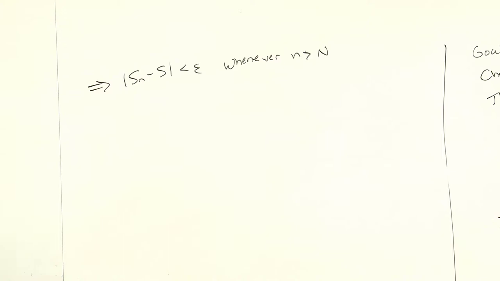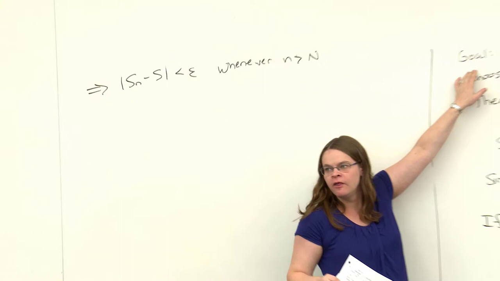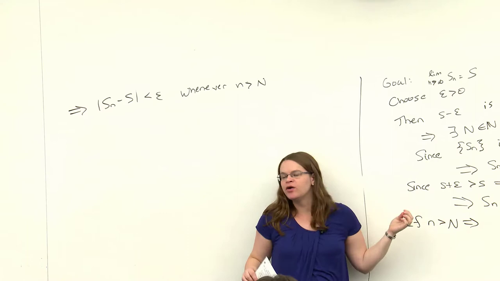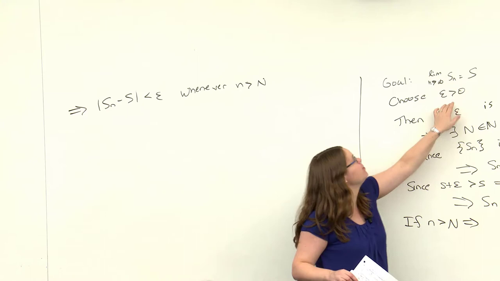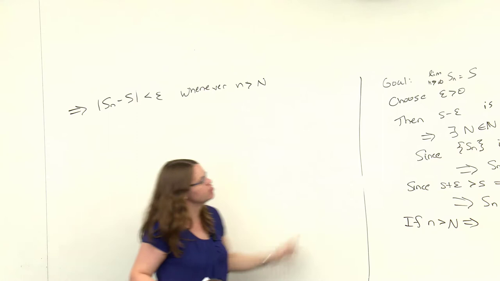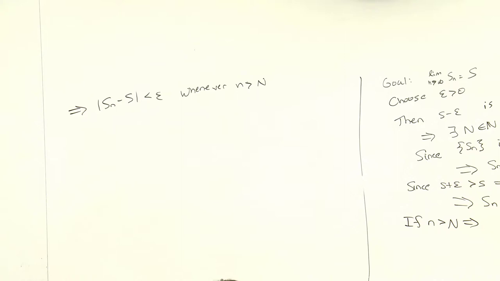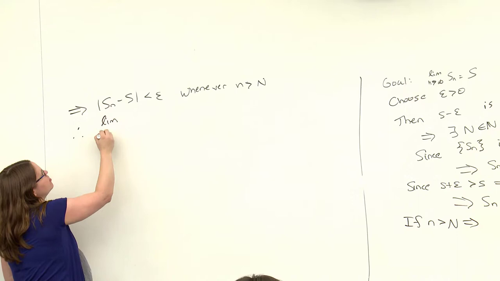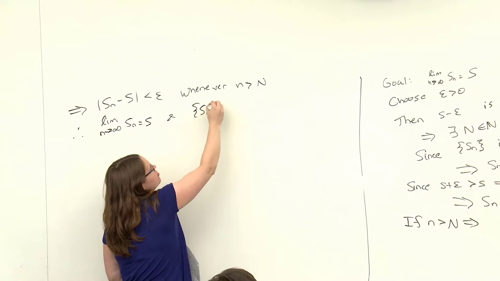What we always do, we say we had a goal. It's always good to start with a goal. And if my goal is to prove something's a limit, that really means my goal is to write down the definition of the limit. So I've written down the definition, chose any epsilon greater than 0, and I found there exists a capital N we constructed along here, such that we can stay within epsilon of our candidate limit. So indeed, limit as n goes to infinity of Sn equals S, and Sn is convergent.